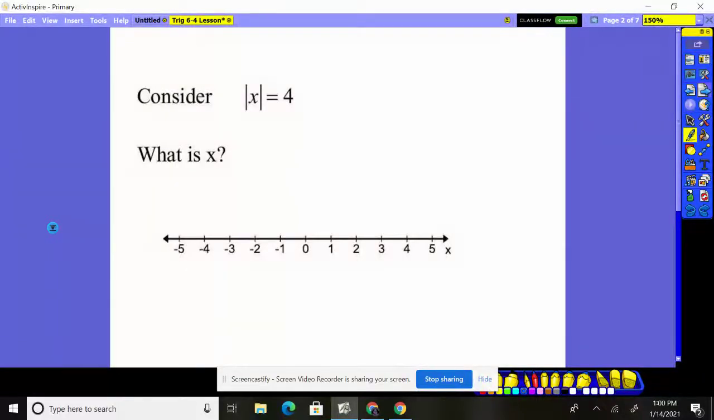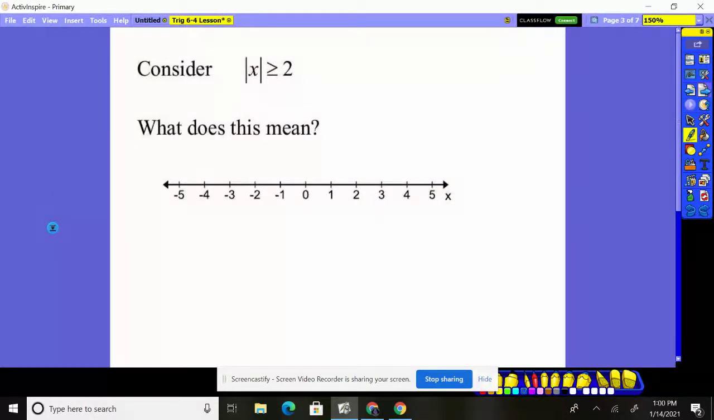So consider the absolute value of X is 4. And again, right now, I'm just trying to get your mind thinking about absolute value. Then we'll get into the problems we're going to be doing. But what is X? Well, literally what it's saying is, we want to be 4 away from our 0. Well, 4 away would be either here or there. So the answers for X could be -4 or +4. If I said, absolute value of X equals 4, what is X? X could be 4 or X could be -4.